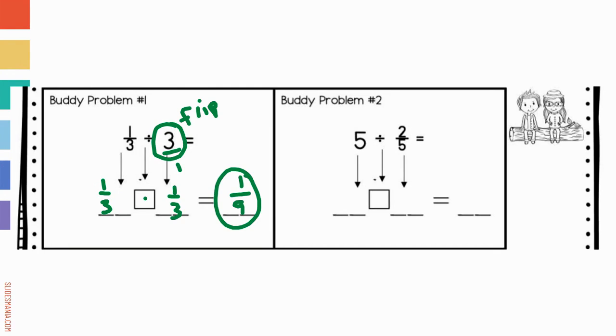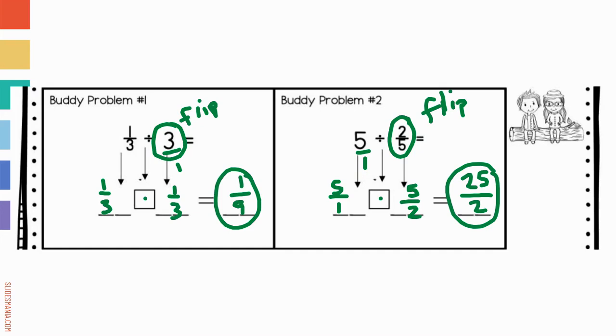Okay, the next problem, we have 5 divided by 2 over 5. So again, remember, we can make the 5 into a fraction. So that's 5 over 1. The division sign changes to multiplication. And then the second fraction gets flipped. So instead of 2 over 5, it's going to be 5 over 2. And then we multiply the top. So 5 times 5 is 25. Multiply the bottom. So 1 times 2 is 2. And that is reduced. So 25 over 2.